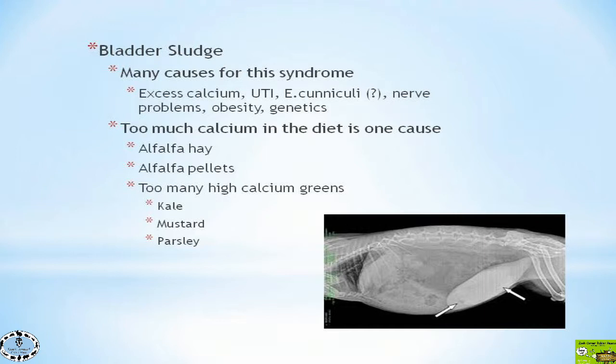The organism E. cuniculi also potentially could result in this problem. We will talk more about E. cuniculi later down the road at one of our other seminars in the future. But it is a particular infectious disease that we know has the potential to cause something like this. Nerve problems can result in bladder sludge, obesity, genetics, and there's times when we really don't know what caused it.